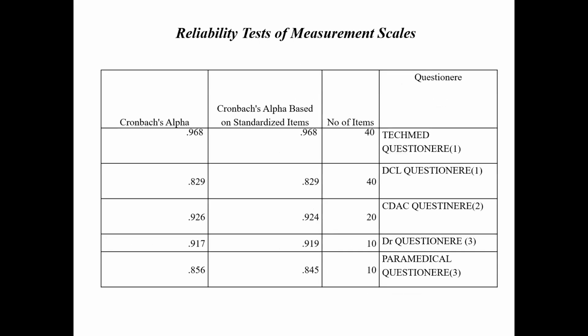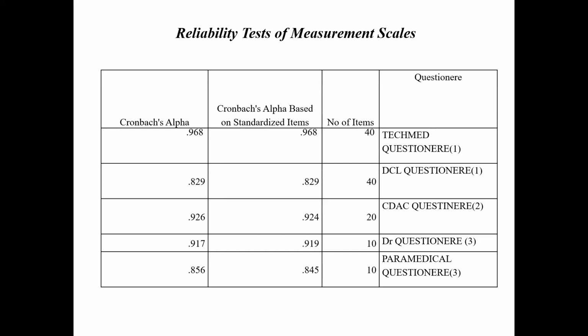These are the respondents. Now, reliability of measurement scales: the TechMed questionnaire has 40 items, and Cronbach's alpha is 0.968. The DCL questionnaire has 40 items, and Cronbach's alpha is 0.829. The CDAC questionnaire has 20 items, and Cronbach's alpha is 0.926. The doctor questionnaire has 10 items, and Cronbach's alpha is 0.917. The paramedical questionnaire has 10 items.